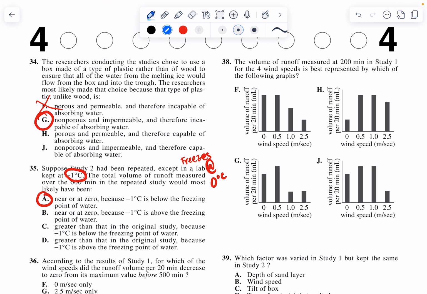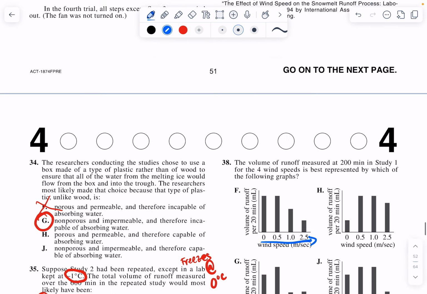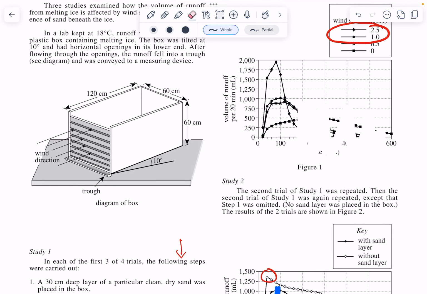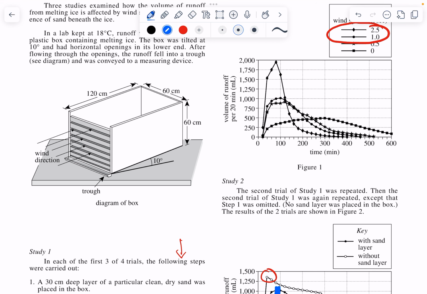38. The volume of runoff measured at 200 minutes in study 1 for the 4 wind speeds is best represented by which of the following graphs? So they're going from lowest to highest wind speed, and we want to look at what the runoff is at 200 minutes. So let's come up here and look at 200. So that's right here. It looks like the lowest one is going to be 2.5.